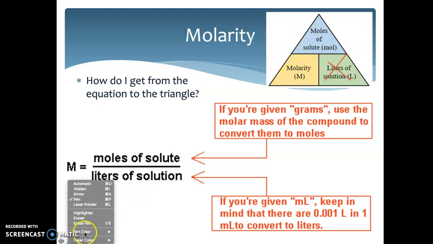And then lastly, if I wanted moles, I would cover that up. I cover up what I'm trying to find. It's molarity, and since it's next to liters, that means times. Molarity times liters gives me the number of moles.